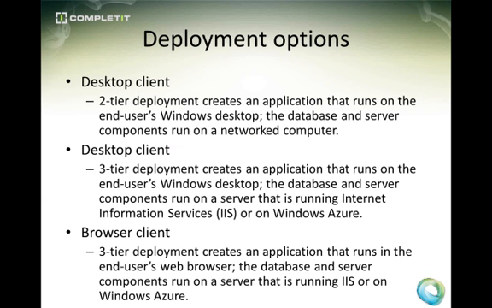You can also do a 3-tier desktop client, which runs the application still as a standalone application, so as a Silverlight out-of-browser application. But in this case, the database as well as the server components are located on another server, perhaps in Azure. And the third one is an in-browser application. An in-browser application is also a three-tier application that the user browses to. It's a Silverlight in-browser application that connects to the server components and a database on a different server.